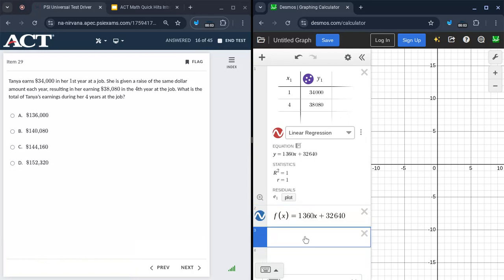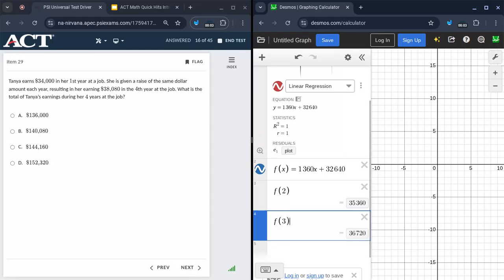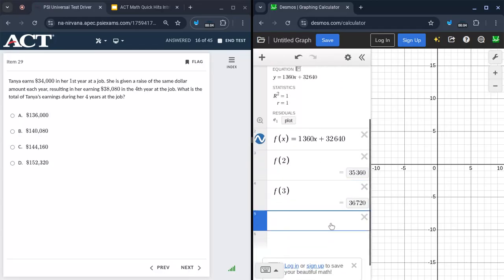So there's our question. We want to know the total for the first 4 years. So we've got to add up year 1, year 2, year 3, and year 4. Well, we already have year 1 and 4, so we don't need to calculate those, but we need year 2. Notice how I called it f of x. In Desmos now I can just go down and do f of 2, and Desmos will automatically do the calculation for me. And then I can do the same thing, f of 3, and Desmos automatically does that calculation for me. So now it's just a matter of adding all these up.